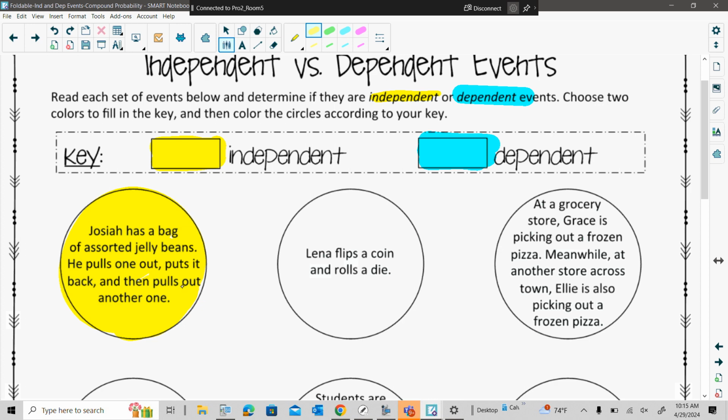Lena flips a coin and rolls a die. Would that be independent or dependent? Yep. Here we have, at a grocery store, Grace is picking out a frozen pizza. Meanwhile, at another store across town, Ellie's picking out a frozen pizza. Yeah, independent. They're at two different stores.